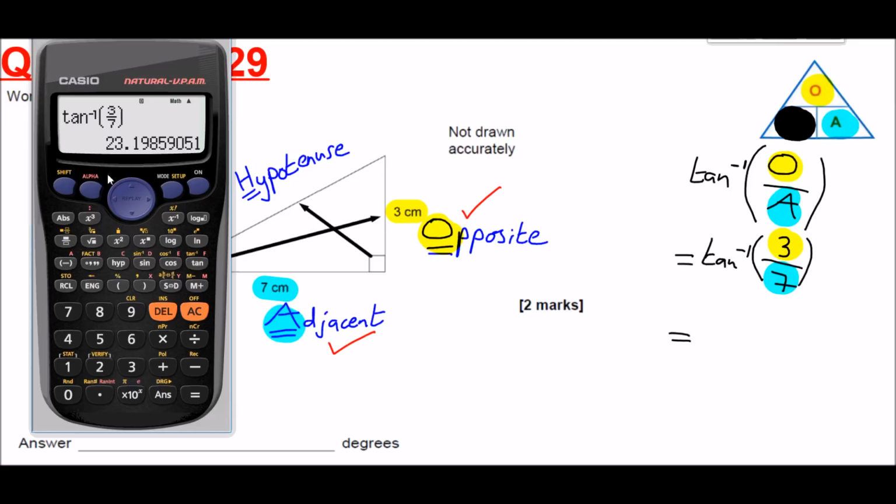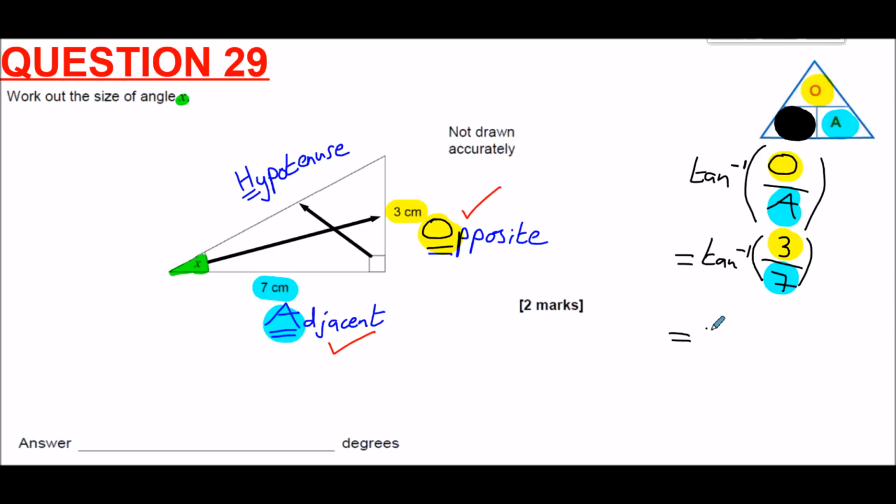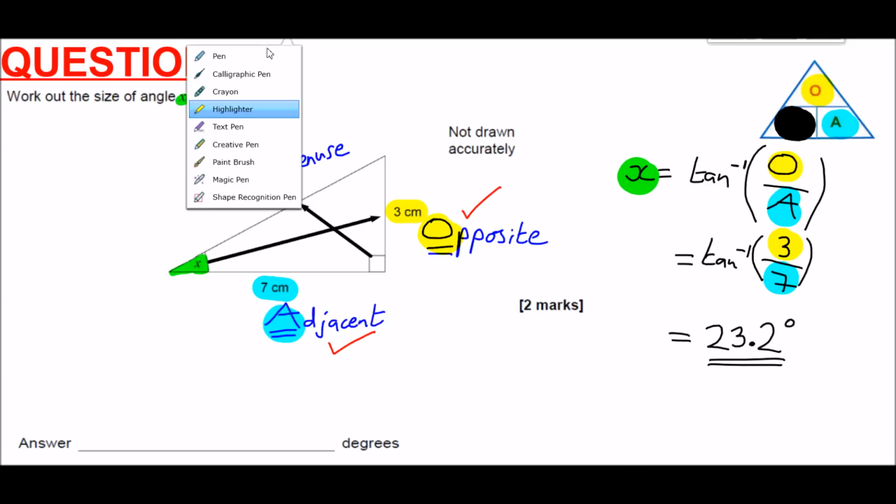So you can round that to a sensible degree of accuracy. If you're really not sure what to round it to, just write what your calculator says. But as a very rough rule of thumb, 3 significant figures will do us. And so what we could say is we could call that 23.2. So to 3 significant figures, or 1 decimal place, angle X is approximately 23.2 degrees. And that's the last question completed.